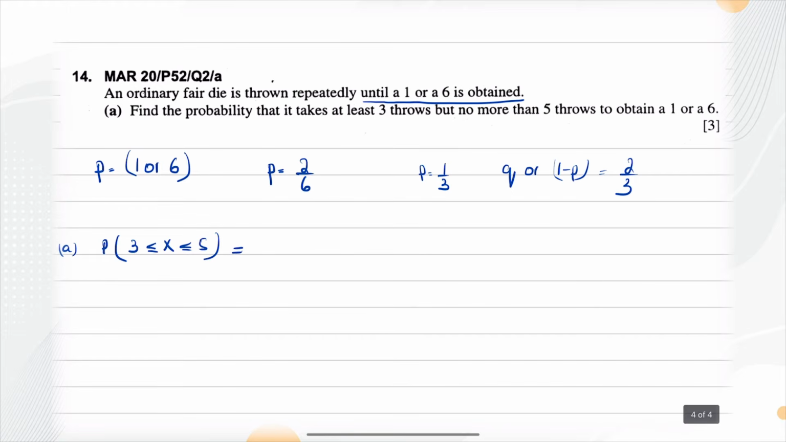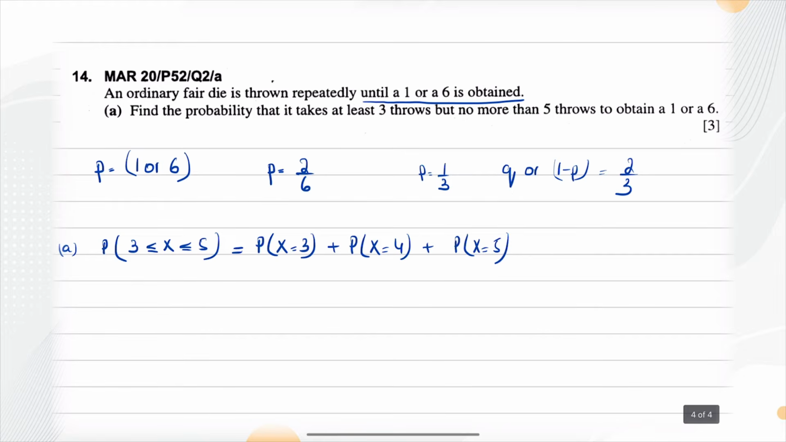All right. Now, so what does this mean? This means that this can include the probability of x being equal to 3 plus the probability of x being equal to 4 plus the probability of x being equal to 5. And because this is not a lot of work, this is how we're going to do it.